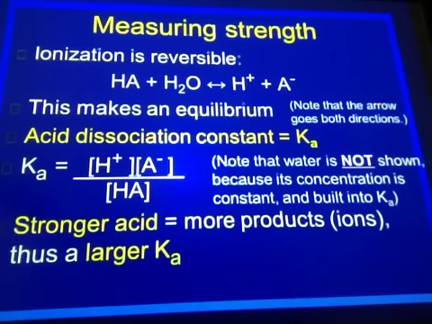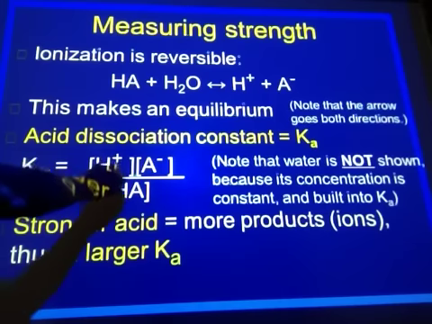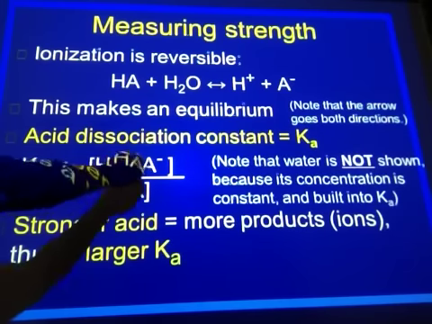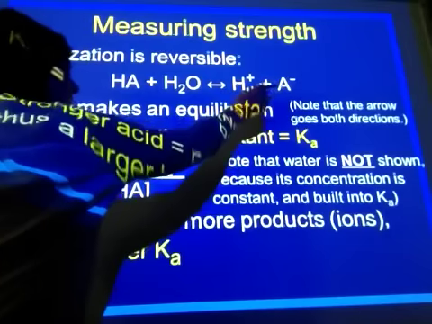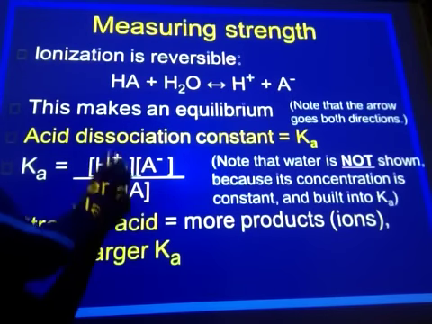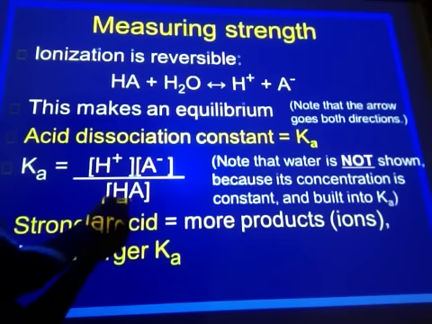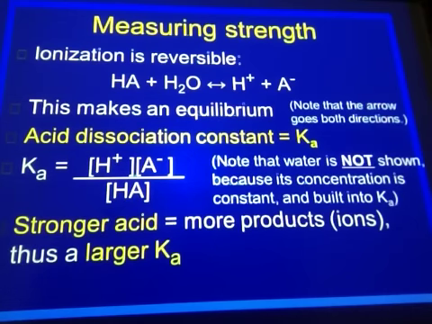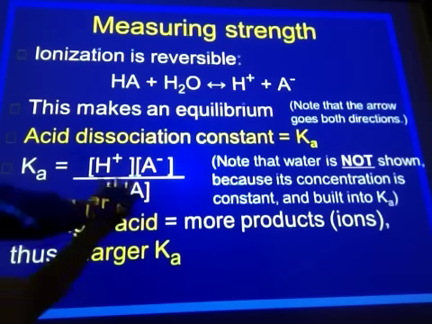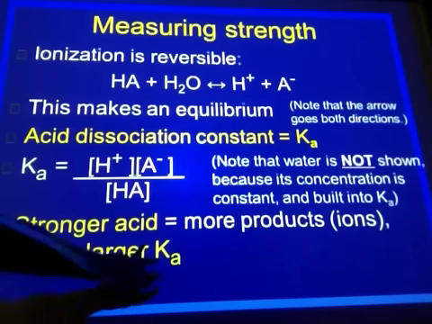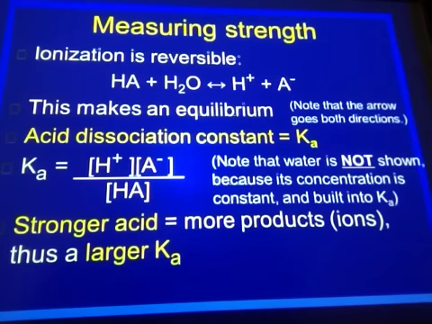So if I want to find the acid dissociation constant, I am going to write the concentrations of my products, which were H plus and A minus in this case, over the concentration of my reactant, or my original acid, which in my case here was HA. The larger the Ka value, the bigger value Ka is, the stronger we consider the acid. That means that I have more products as ions. I have less of this original acid, and I have more ions present if Ka is going to be larger.